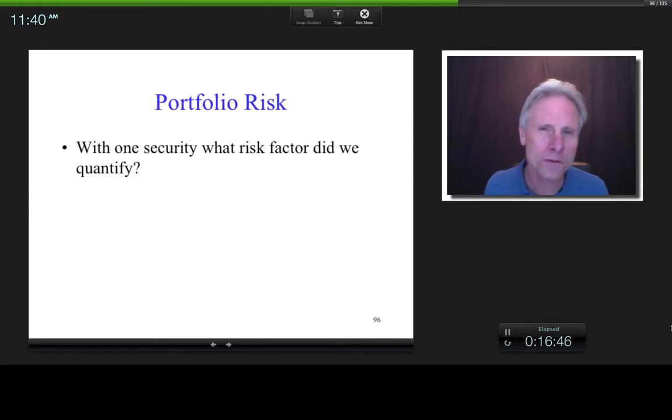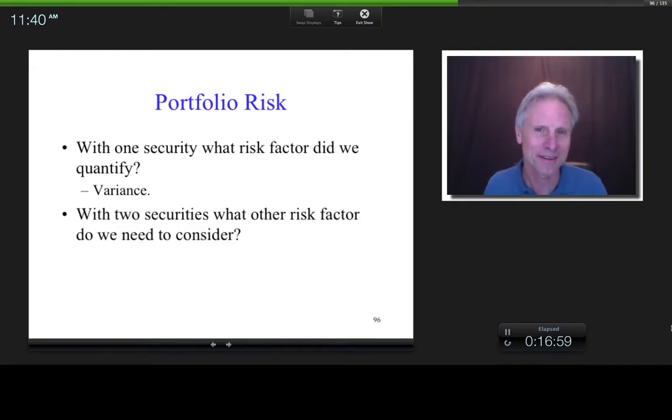When we were in the world of just one stock, say IBM, how do we quantify its risk? You remember? By its variance, right? Now we've got two securities. So do we need to consider the risk interaction between the two securities? We do, right? And how do we quantify, for example, the risk interaction between Home Depot and IBM? By the covariance between the two.